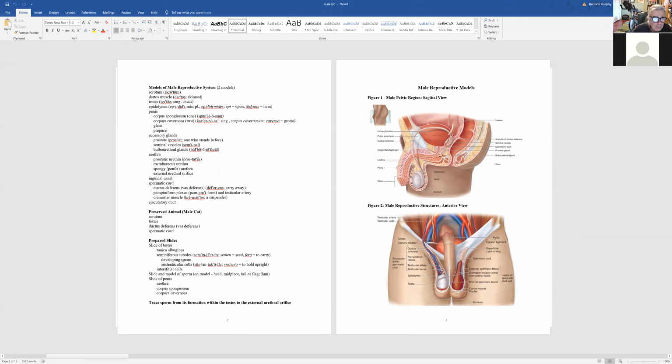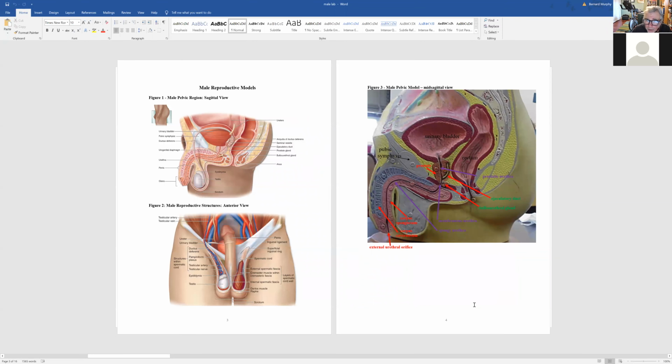So here we go, to the left here is a model of the male reproductive system. I'll go through each one of those, and that's it for the male. There's less on the male than the female. So I'll go through all of these, starting with the sagittal section model here to the right.